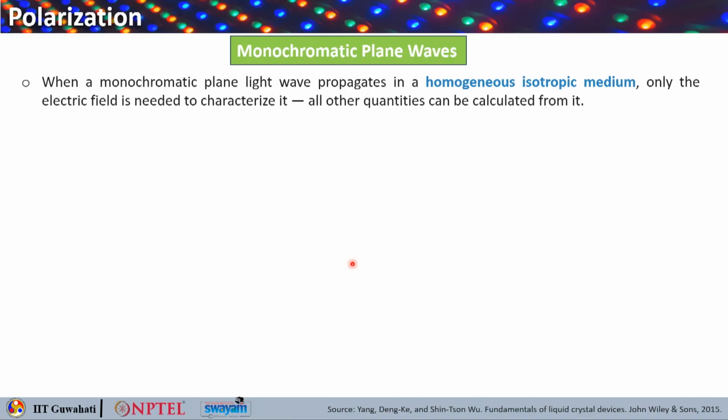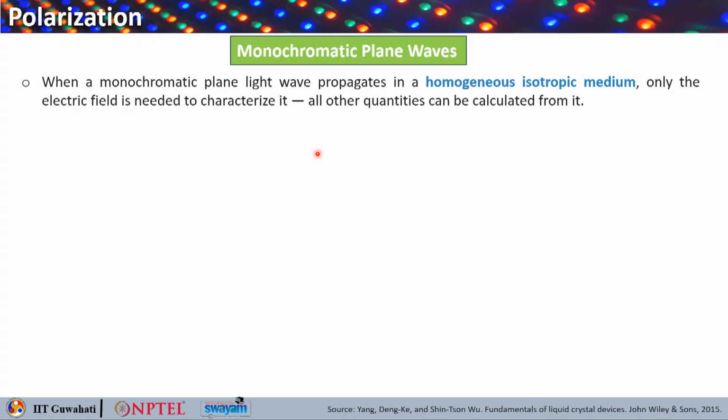Now, what is this polarization? It is basically related to the electric field of light. So when a monochromatic plane wave or plane light wave propagates in a homogeneous isotropic medium, you only require the electric field to characterize it, because all other properties can be calculated from this electric field only.